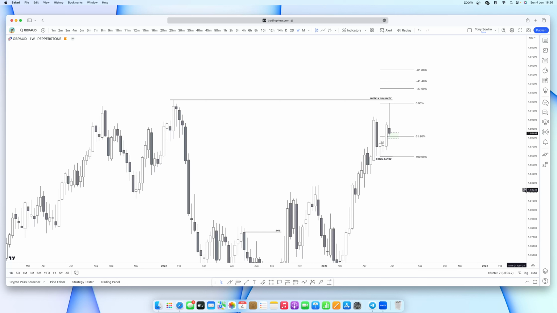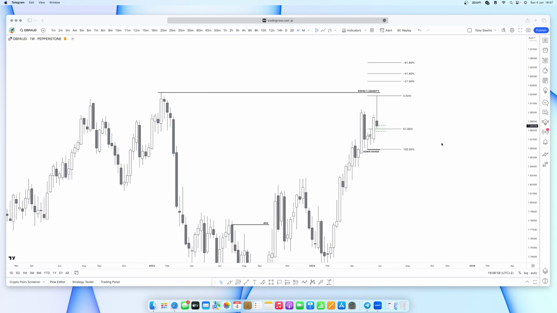So what is the best time frame to check these things? The bigger time frames: the daily time frame, the weekly time frame, and the monthly time frame, right? So now for GBP AUD, this is the weekly time frame on GBP AUD.